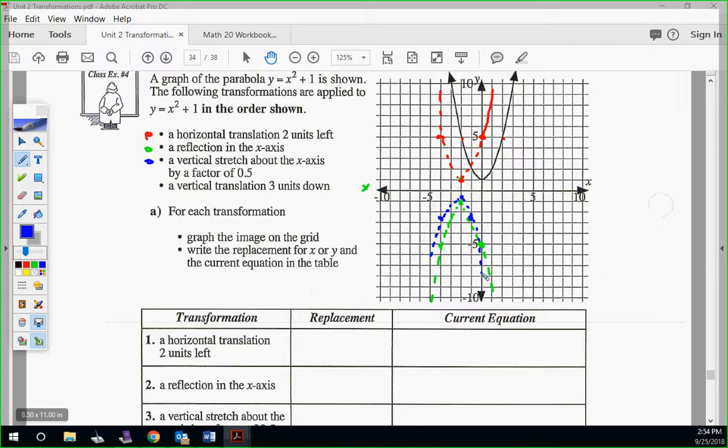And lastly, we've got yellow for the last one. Vertical translation 3 units down. So we just take these: 1, 2, 3. 1, 2, 3. 1, 2, 3. So this is our final product after all those movements.